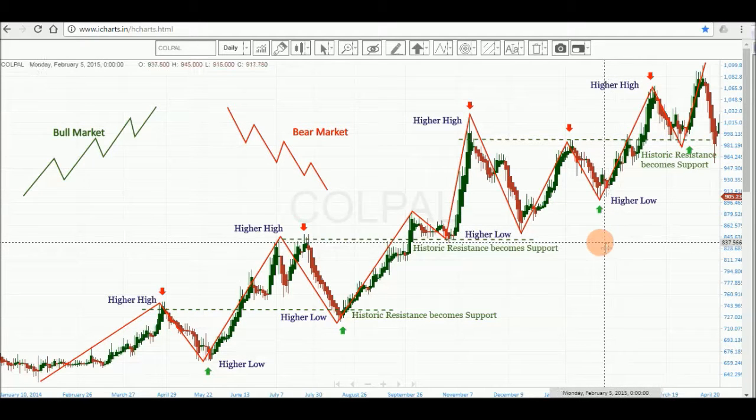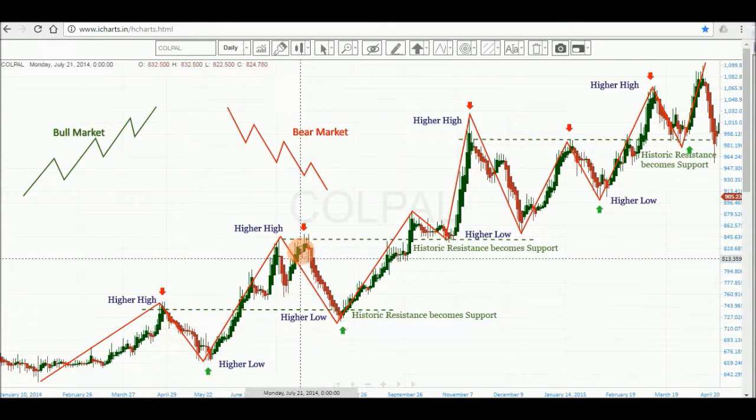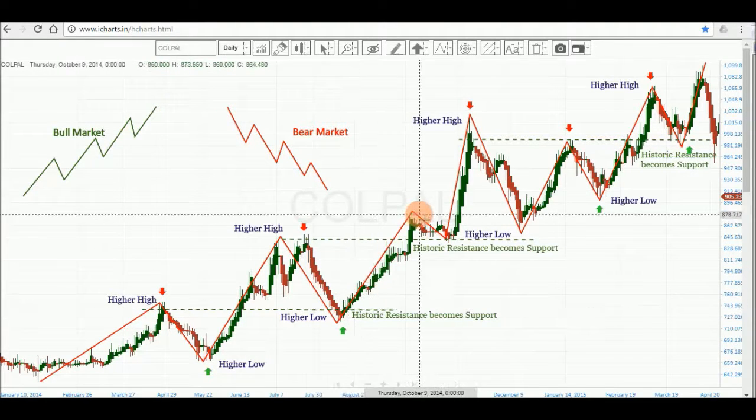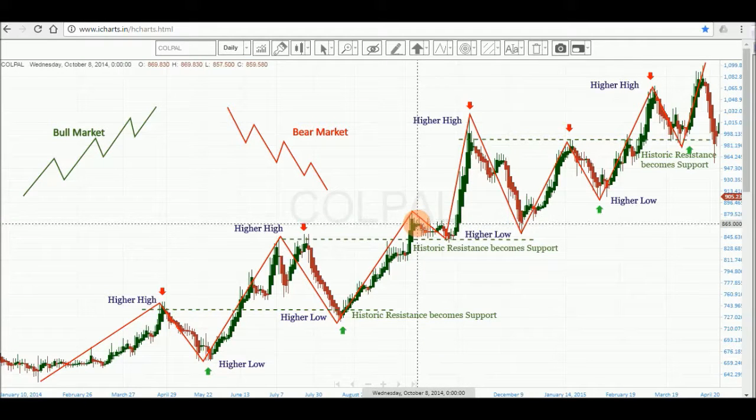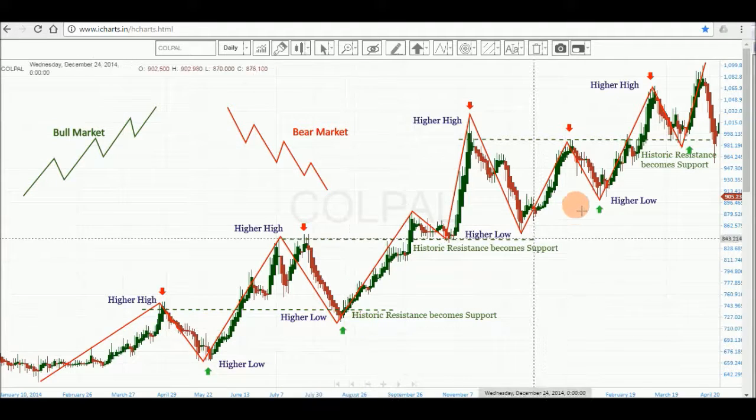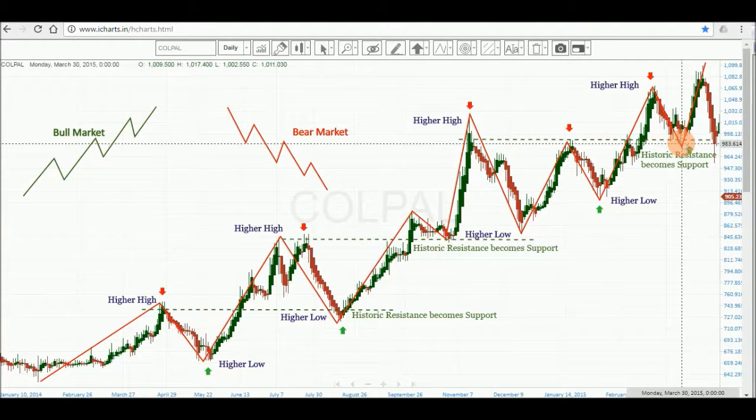And also, as in the previous case, you will see an example where after breaking a historic resistance, prices are pulling back to the last historic resistance and getting support over here to continue the upward momentum. So in all the cases marked by the green arrow, you will see that the prices are moving up after pulling back to the last historic resistance.